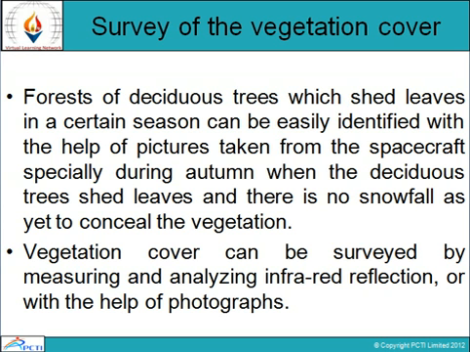Then survey of vegetation cover. The forests of deciduous trees which shed leaves in a certain season can be easily identified with the help of pictures taken from the spacecraft, especially during autumn when the deciduous trees shed leaves and there is no snowfall as yet to conceal the vegetation. And that vegetation cover can be surveyed by measuring and analyzing the infrared reflection or with the help of photographs.